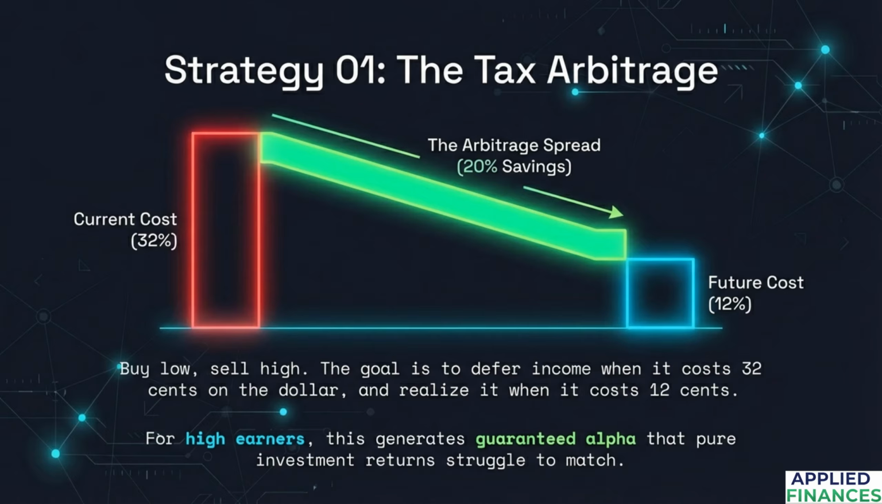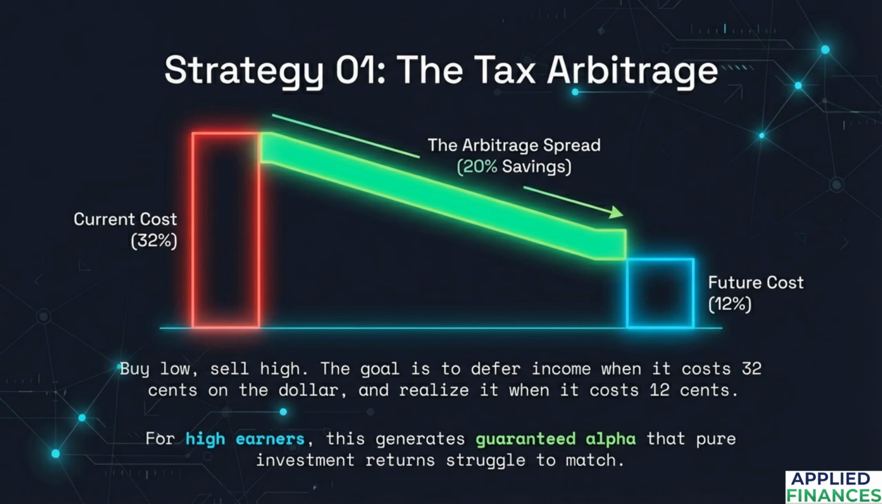In the world of investing, we often hear the phrase buy low and sell high. Tax arbitrage applies this same logic to your income. The goal is to defer income when it costs you 32 cents on every dollar in taxes, and then realize that income when it only costs you 12 cents. This creates an arbitrage spread of 20% in pure savings. For high earners, this strategy generates a guaranteed alpha that pure investment returns often struggle to match. Think about it this way: to get a 20% net gain from a stock market investment, you have to take on significant risk and wait for the market to move in your favor.